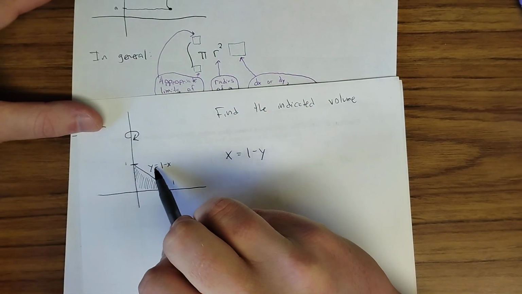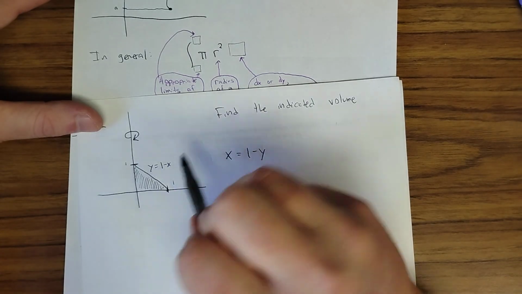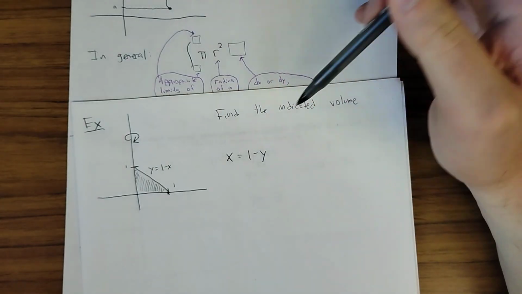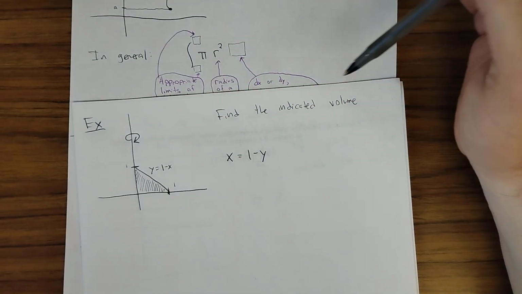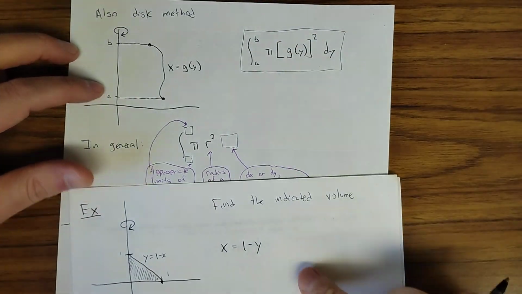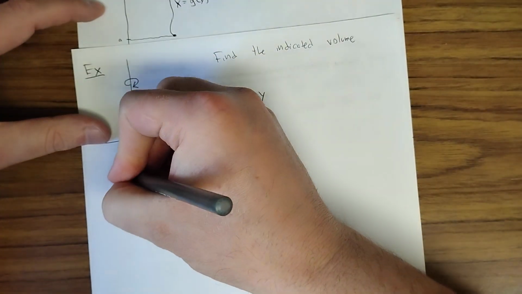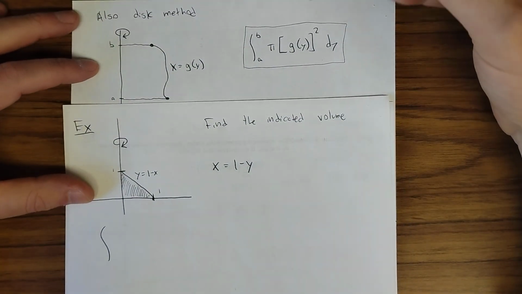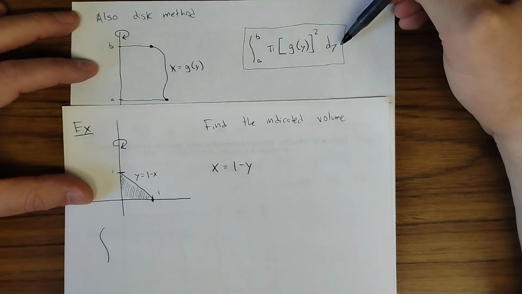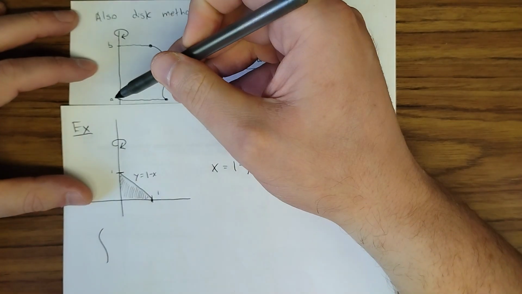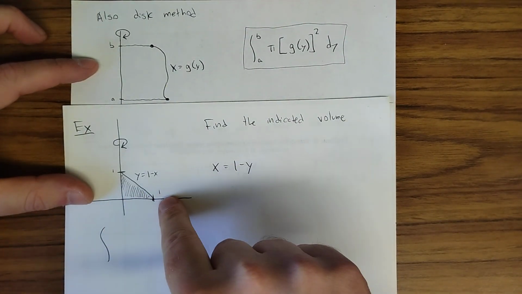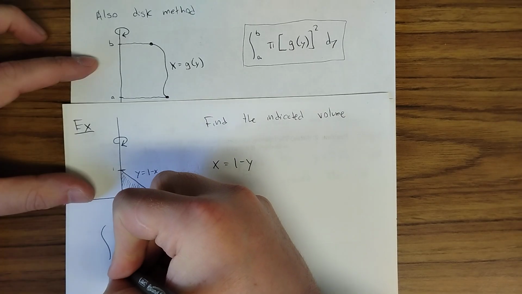I can just solve this for x. It was given to me solved for y, but I can rearrange it. So I solve it for x, I get x equals 1 minus y. And then I'm just using this formula, right? So it's the integral, and these are y values because I'm going to integrate with respect to y. So my y values for the region that I'm looking at, it looks like the bottom is y equals 0 and the top is y equals 1.